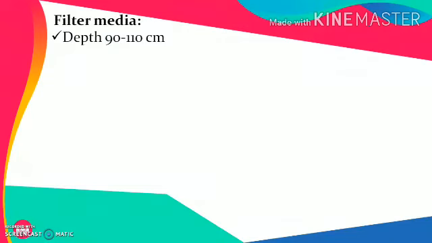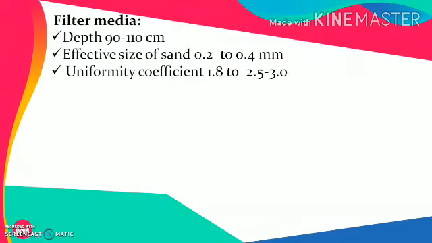The filter media. Generally, we use sand as the filter media. The depth of such filter media in case of a slow sand filter varies between 90 to 110 centimeters. The effective size of sand is maintained in a range of 0.2 to 0.4 millimeter. So they generally utilize very fine sand. The uniformity coefficient of such filter media is in a range of 1.8 to 2.5, and in rare cases it might be up to 3 also.